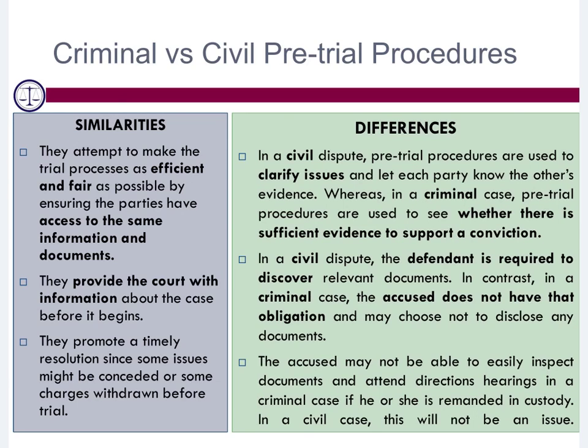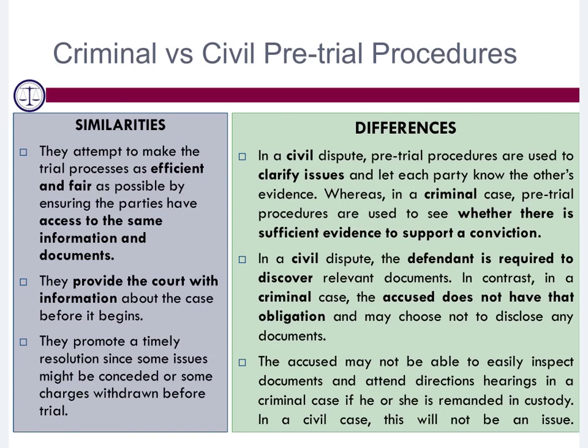both criminal and civil pretrial procedures attempt to make the trial process as efficient and fair as possible. They do this by ensuring that the parties have access to the same information and documents. Both types of procedures also provide the court with information about the case before it begins. This can help to promote a timely resolution of the case, since some issues might be conceded or some charges might be withdrawn before the trial starts, since everyone has more information.